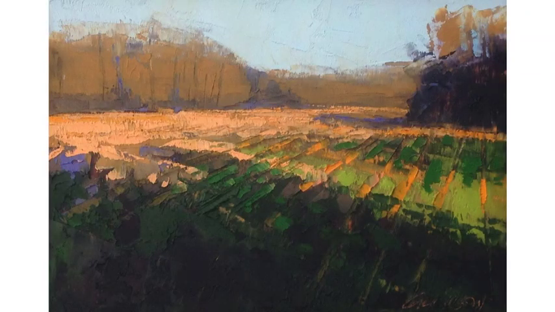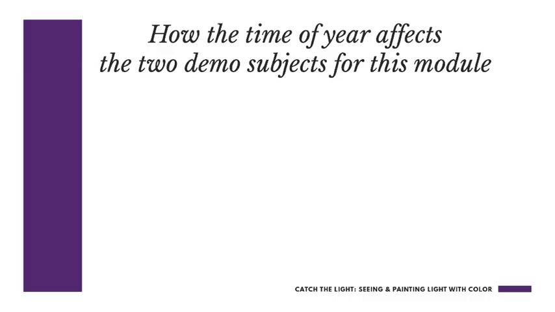In the spring, this is just another example of one for that time of year, although we're not painting this one and we haven't painted this one. In the spring, remember the light is warm. It's not as warm as in winter. And so even though this is morning, it is not going to be as warm as the last one we looked at from winter. So thirdly, how does the time of year affect the two demo subjects that we're going to be diving into for this module?